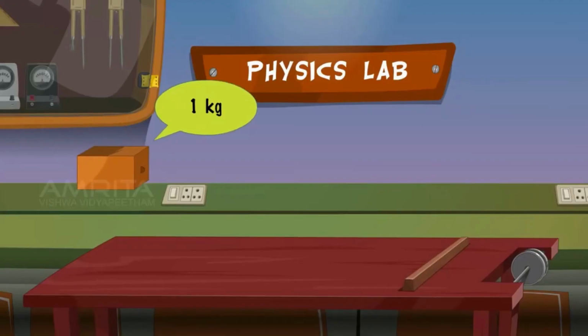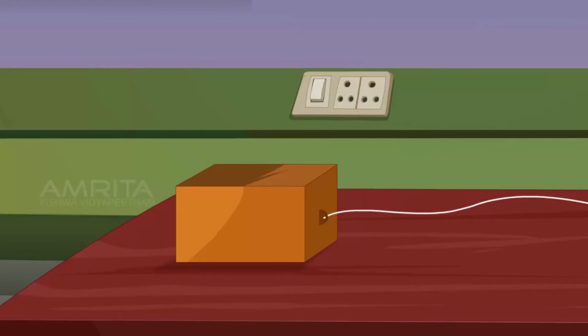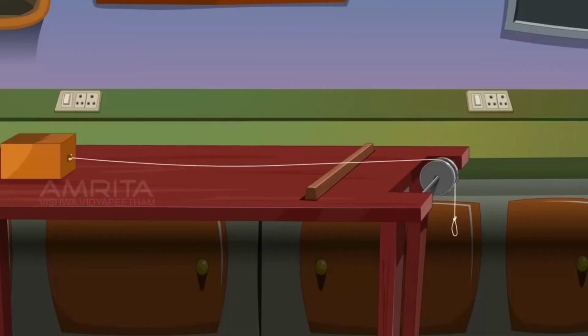Take a wooden block with a hook on one end and place it on the table. Take a piece of thread with a hook and tie the wooden block to it. Pass it over the pulley.